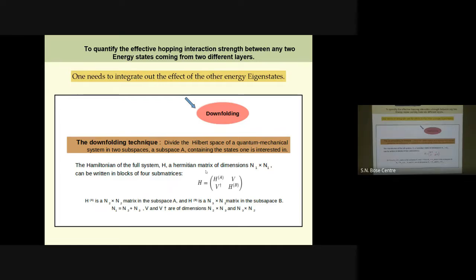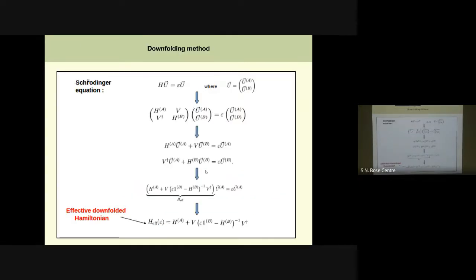So essentially, we are doing this the way we would. It's a kind of perturbation theory, where what you would do is, suppose these are your eigenfunctions u_A and u_B, you consider a particular eigenvalue associated with the A subspace which you're interested in, and then you expand this term out.